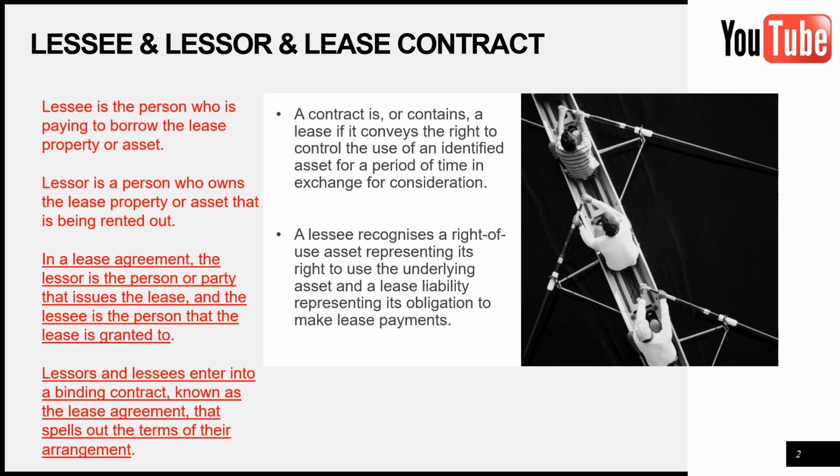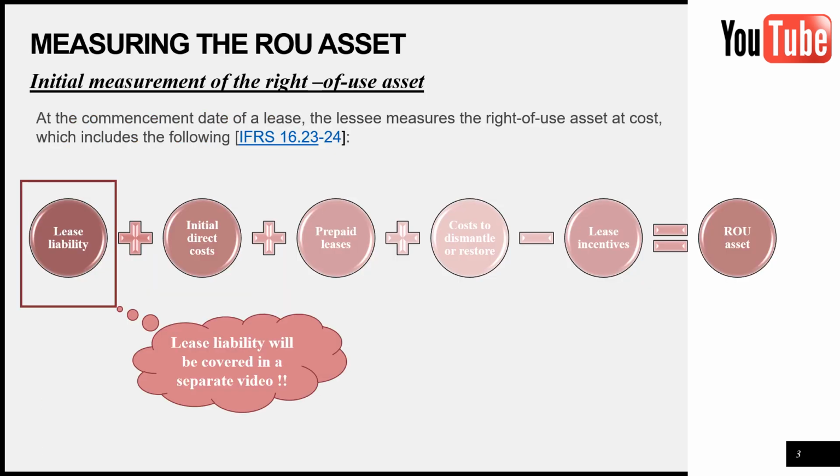Lessors and lessees enter into a binding contract known as a lease agreement that spells out the terms of the agreement. A contract is or contains a lease if it conveys the right to control the use of an identified asset for a period of time in exchange for consideration, and a lessee recognizes the right of use asset representing its right to use the underlying asset, and a lease liability which represents its obligation to make lease payments over a period of time. So on this slide, we'll be looking at how to measure the right of use assets.